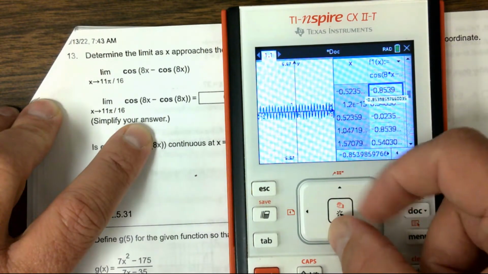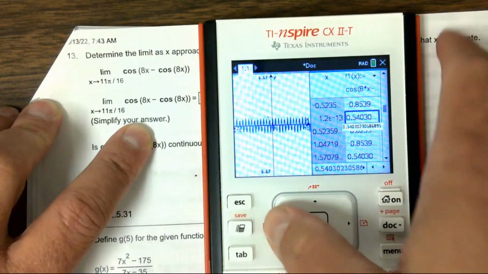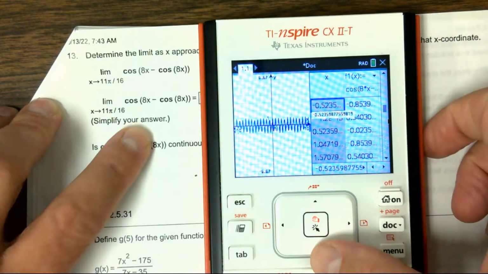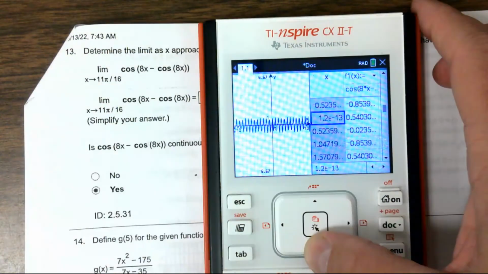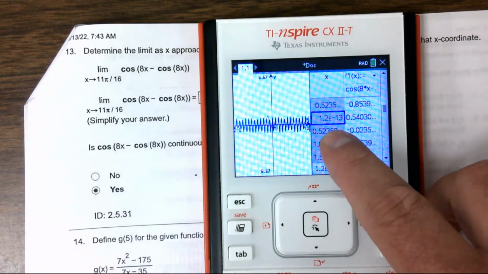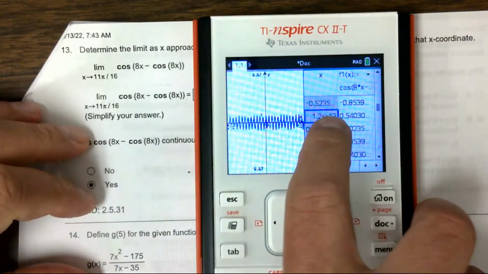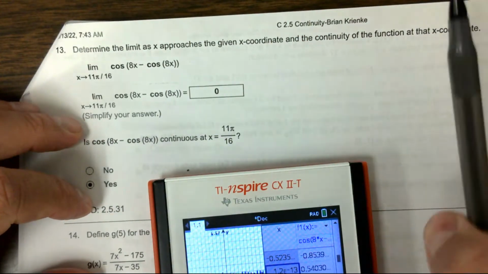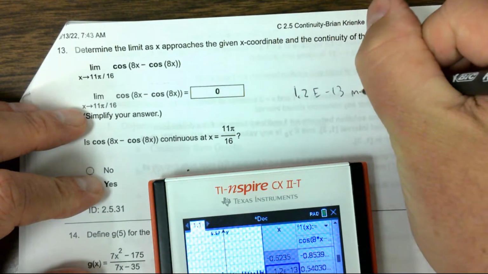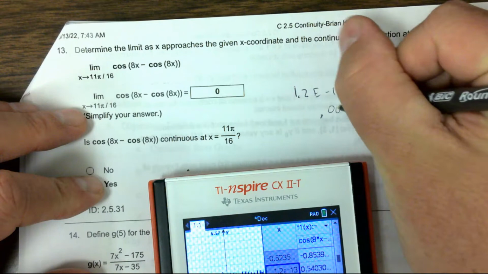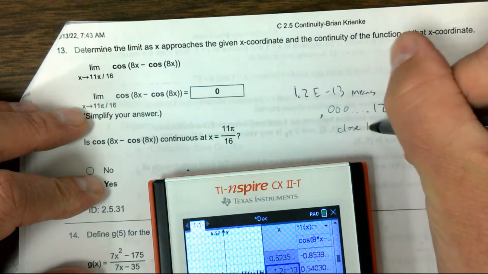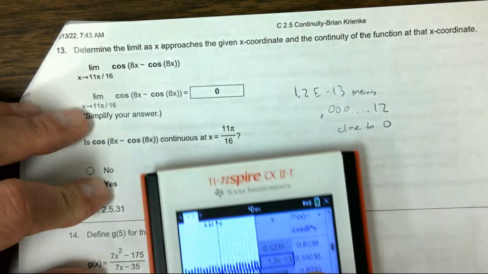Okay, so a couple of things to talk about here. First off, this is negative pi over 6, which is about negative 0.52. If you go to this one, you'd expect 0, but it says a number, 1.2 e to the minus 13. That means point and a bunch of zeros and a 12. So it's close to 0. May as well just assume it's 0.